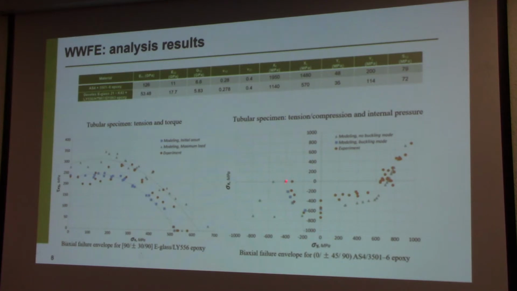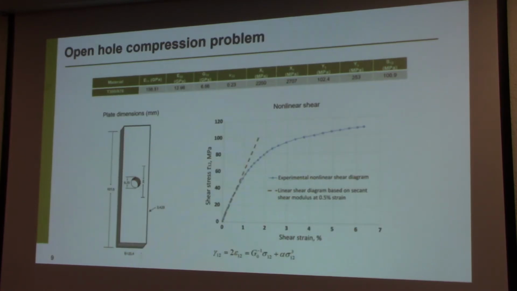So in this part, the result was affected by buckling. So no theory can predict this only based on stress. We have to model a full specimen size, and after some corrections, it matches the experimental curve pretty well. Another verification problem is open hole compression test.